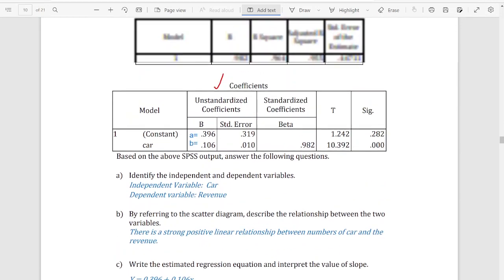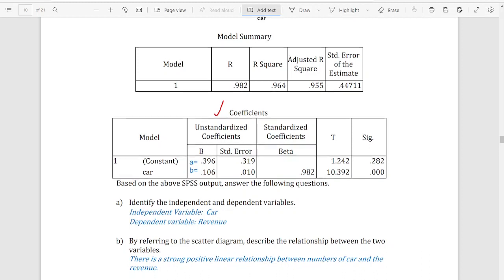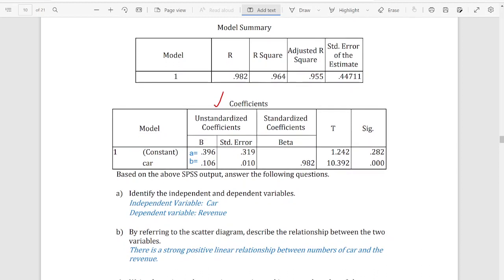The first one says identify the independent and dependent variable. So how do we know which one is the independent and which is the dependent variable? What is in the model here is the independent variable. So in this situation, car is the independent variable. The constant, don't look at it; the constant is the value of A. Okay, constant value. So if car is the independent variable, that means revenue will be the dependent variable.